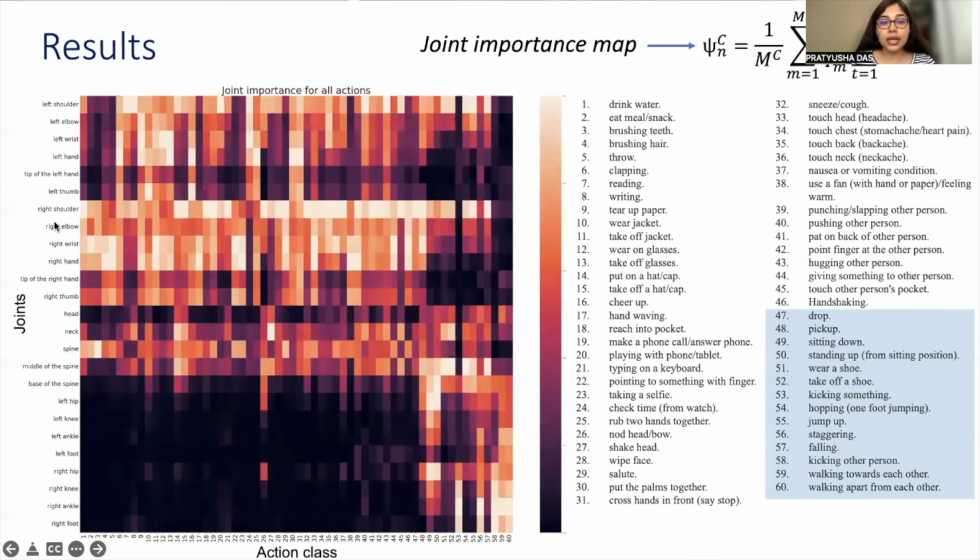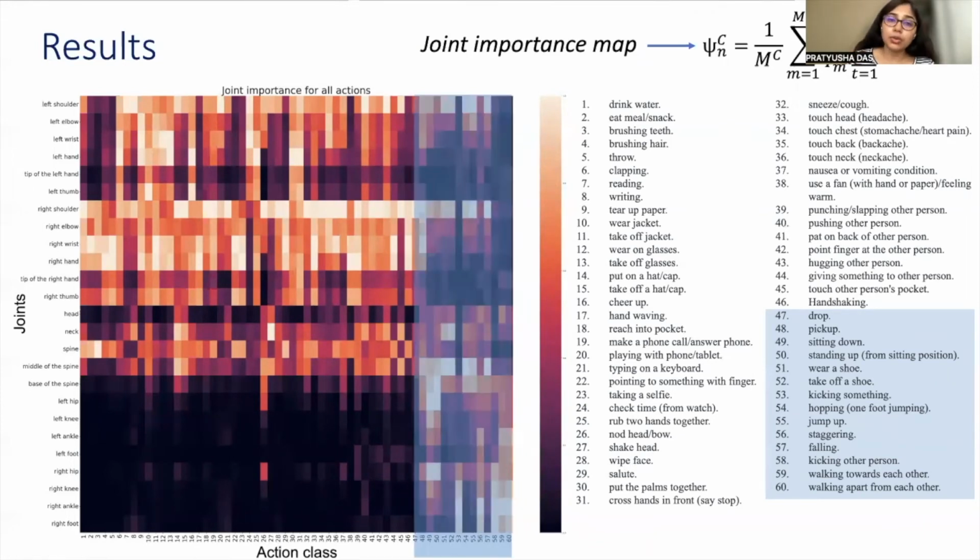Now, the y-axis are the joints, and the black means it's not important, the white means it's very important, and this is the color scale. The x-axis is the action classes, and I arranged the actions so that the first 47 or 48 actions are mostly upper body actions, and the rest of the actions, which are marked in blue on the right side, basically involve full body or lower body actions.